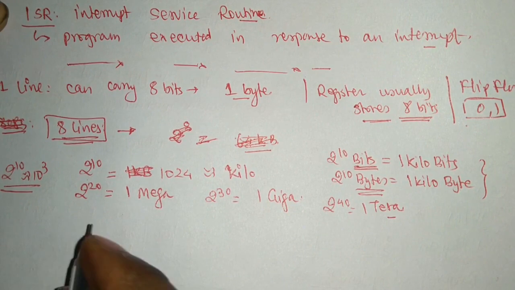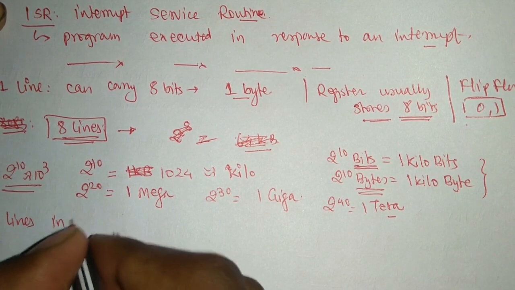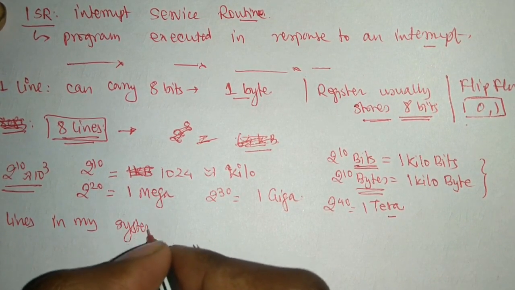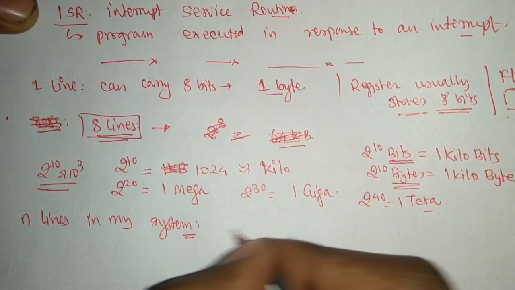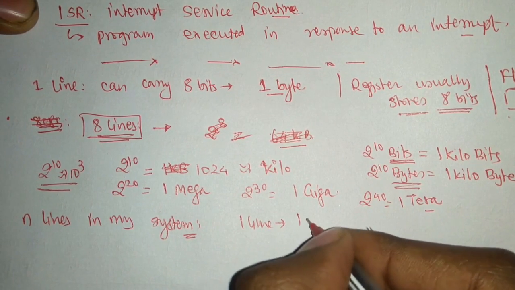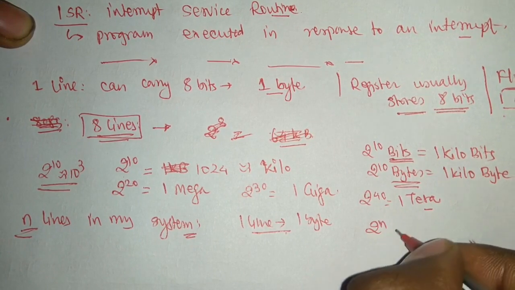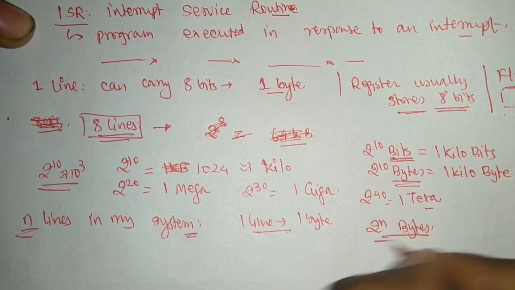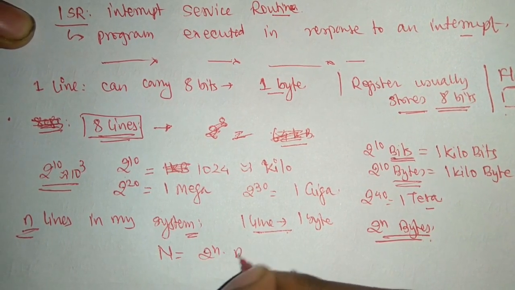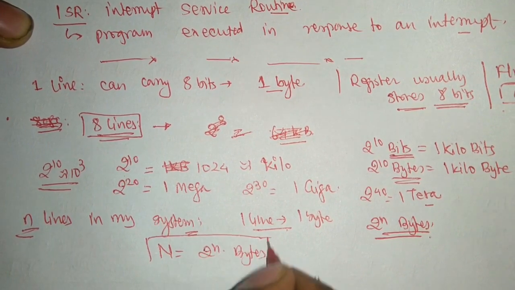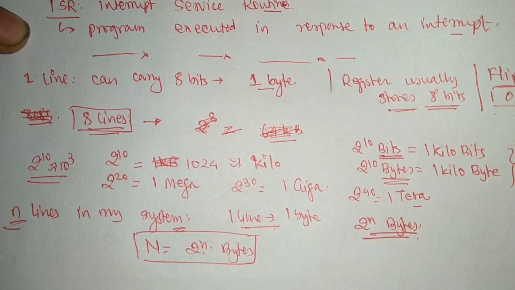So when I say there are n lines in my system, let's say my system is having n lines, then how much will be the memory of that particular system? One line can store how much? 1 byte, right? So in n lines I will be able to store 2 raised to power n bytes. That is a very simple logic here. The memory is equal to 2 raised to power n bytes, because each line can have a state of 0 and 1, and so on. So that is why 2 raised to power n.